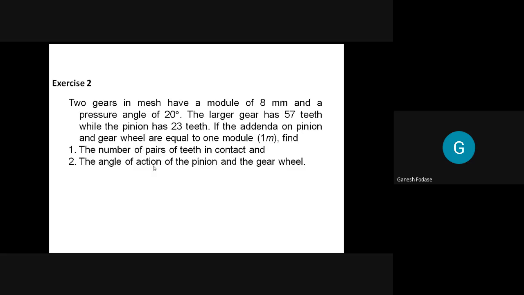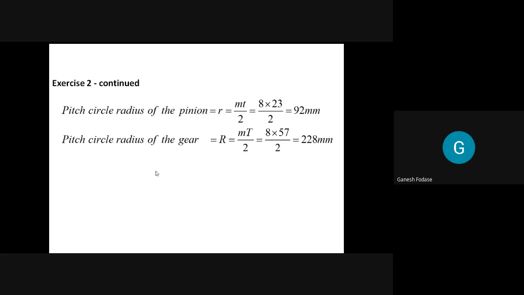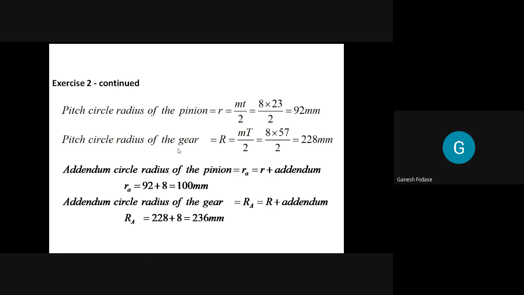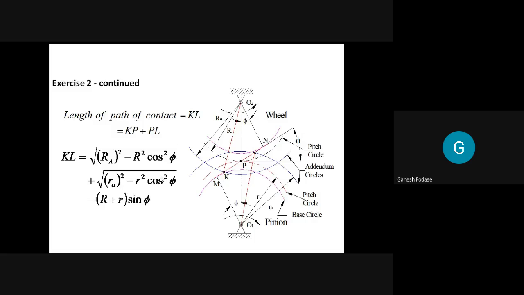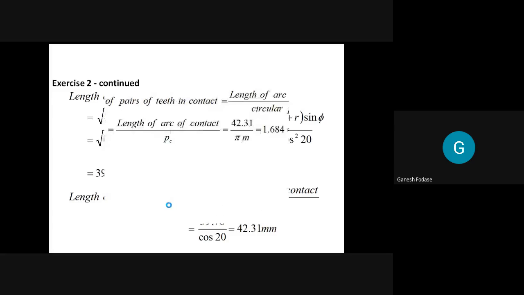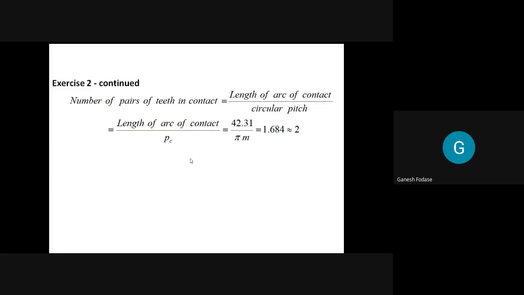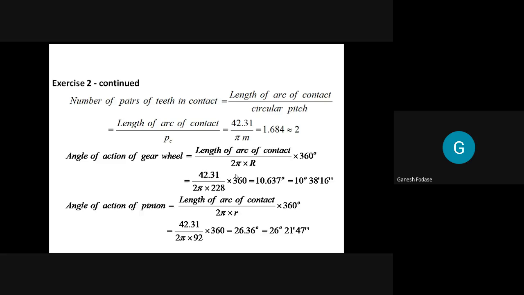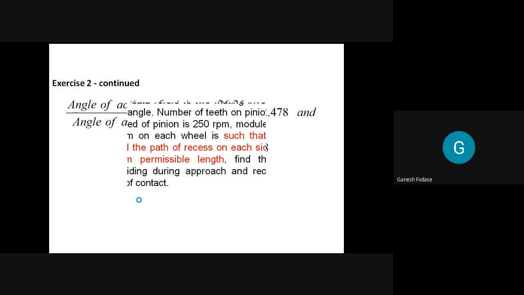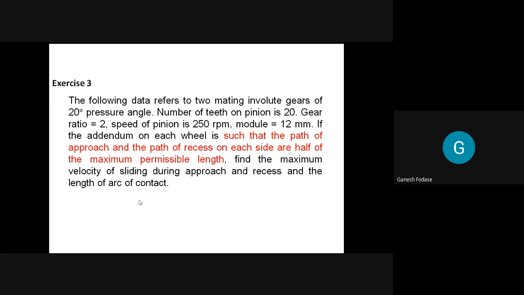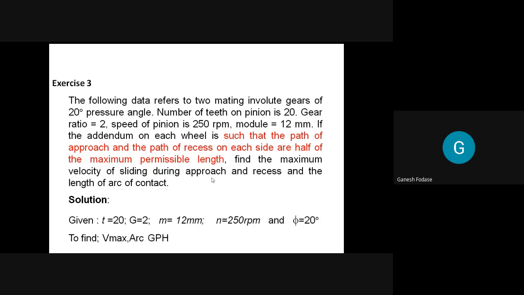The second numerical is the same, but in addition to finding pitch circle radius, addendum radius, path of contact, and arc of contact, they also find out the contact ratio and angle turned through by pinion. So these are straightforward numericals based on the concept of path of contact, arc of contact, and contact ratio. And then some numericals are based on the concept of conditions that we also discussed. You may solve this. Means these conditions we need to use to solve the numericals.